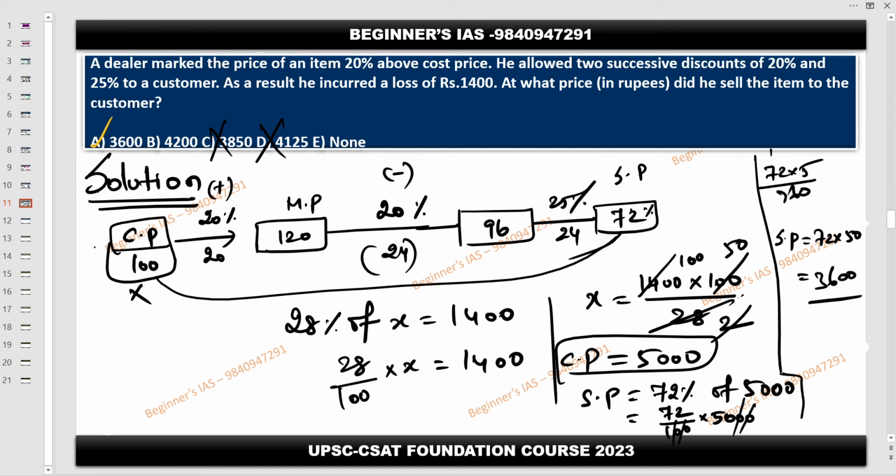Understood? Yes, sir. What he is mentioning is the loss is 1400, no? Then obviously we can calculate. So therefore 5000 minus 1400, that is going to be the 3600 that he is mentioning. Understood everyone?